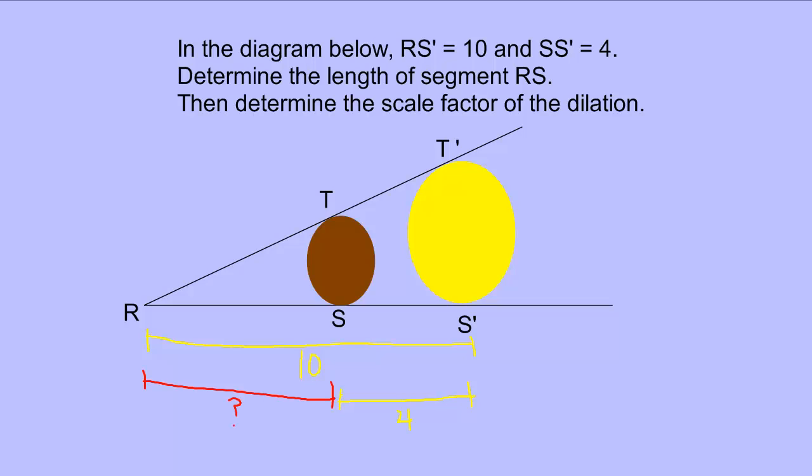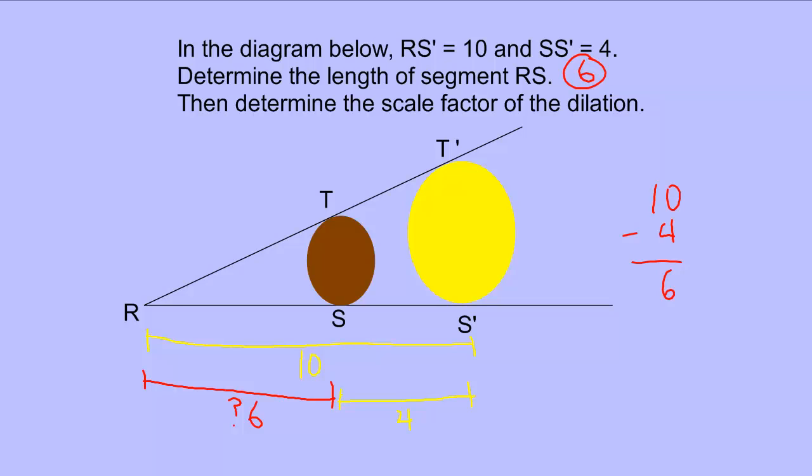And you can use segment addition here. If the entire distance all the way across from R to S prime is 10, and you know a piece of that is 4, then the rest must be 6. So that's a pretty quick question to answer. Determine the length of segment RS, 6 units. I don't know, they didn't give us units in the problem, so we can't give them units in the answer.